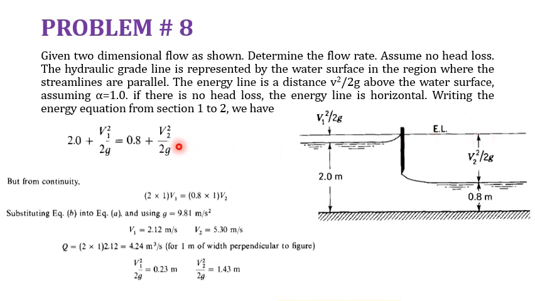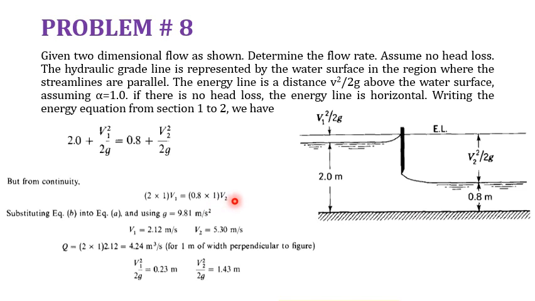So we have written the energy equation over here, and we can also use a relationship from the continuity equation, which will be the area of cross section. For the water depth, it is 2 meter, and we can take the perpendicular dimension and the width of the channel equal to 1. So area will be 2 into 1 into velocity v1. This is equal to 0.8 into 1 into velocity v2.